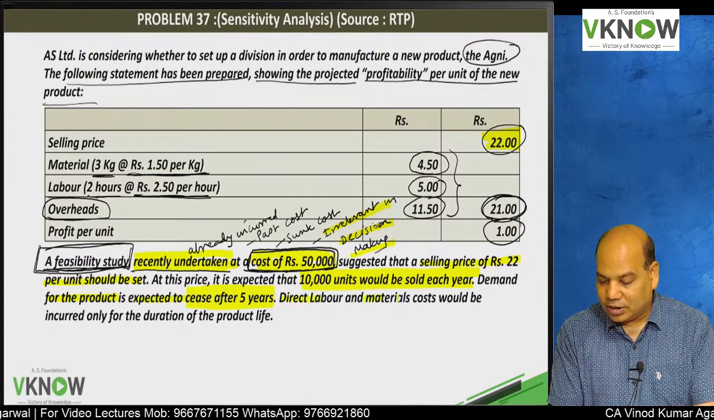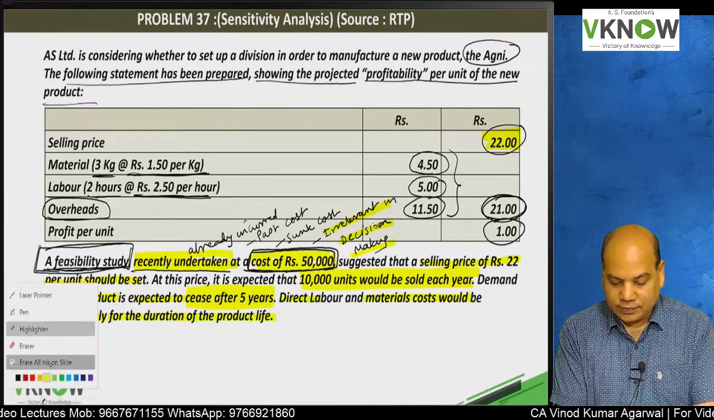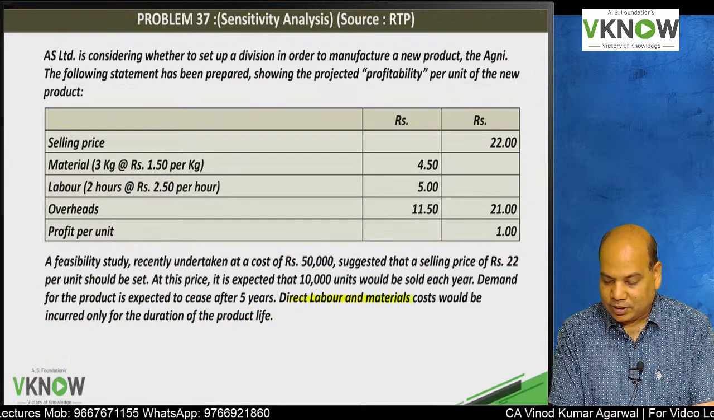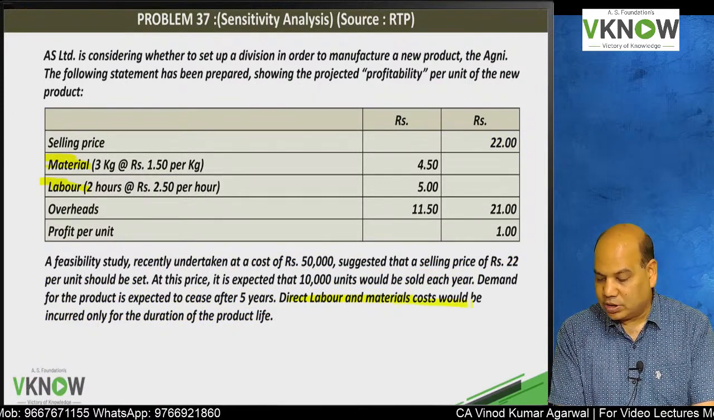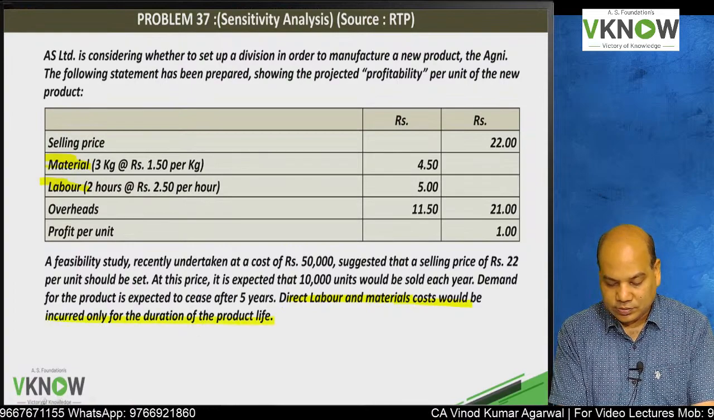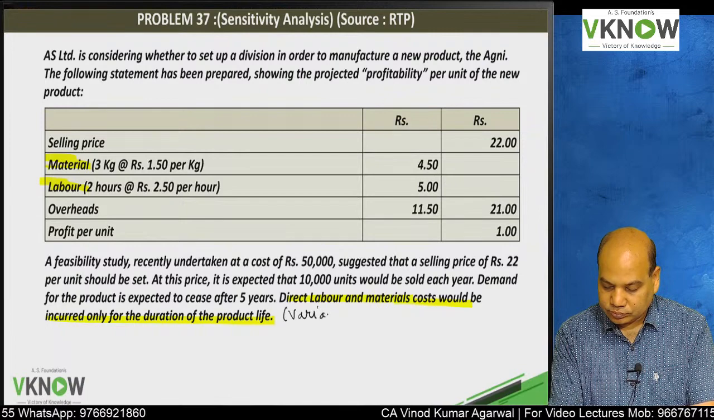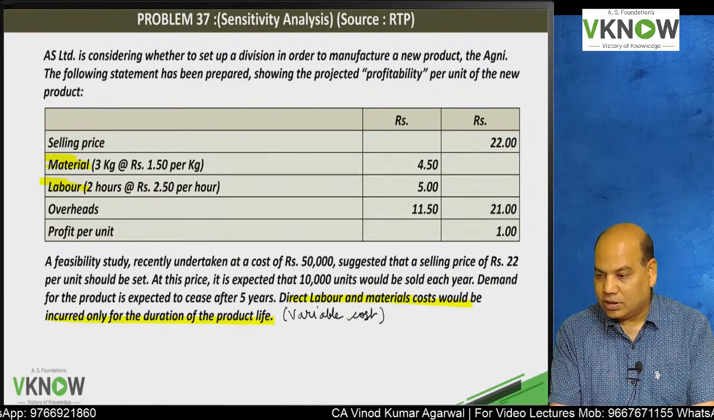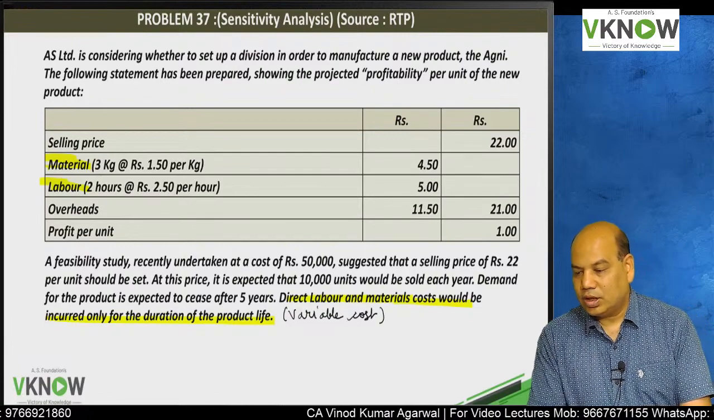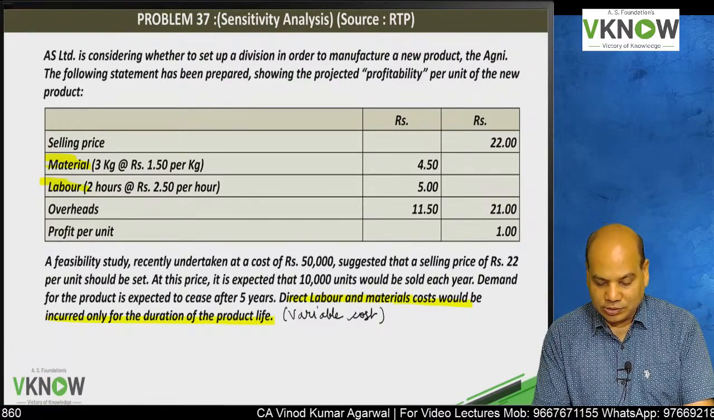Direct labor and direct material costs will be incurred only for the duration of the product life. Direct labor, direct material are variable costs. The meaning of this line is that they are variable costs. If they are variable costs, they will be incurred only if there is a sale. If there is no sale, they will not incur material and labor cost.